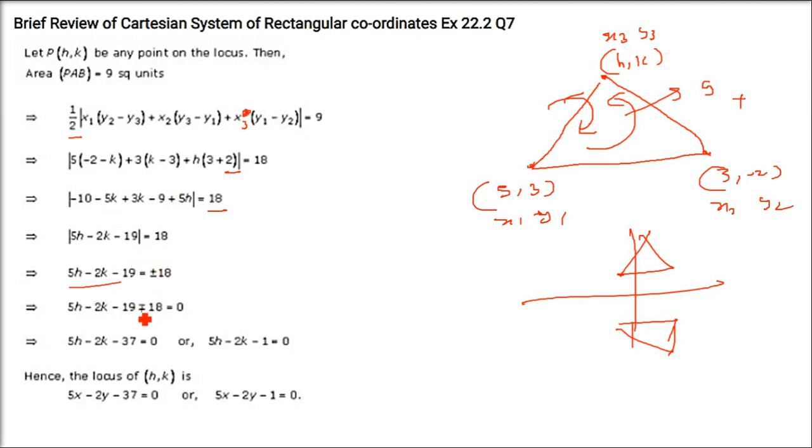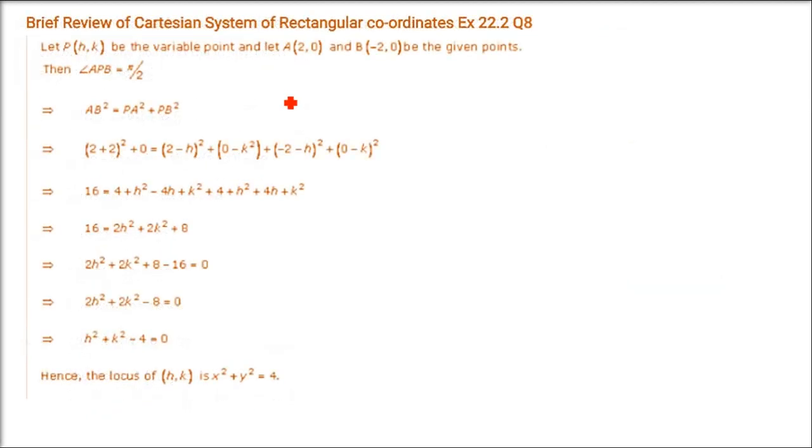Then we have the equation 5h - 2k - 19. First we take minus 18, so 5h - 2k - 37 will come. When you take plus 18, you get 5h - 2k - 1 equals 0. Now replacing h and k with x and y, these two equations come: 5x - 2y - 37 = 0 and 5x - 2y - 1 = 0. The only thing you have to understand here is the area of triangle formula, and both 18 and minus 18 have to be taken.